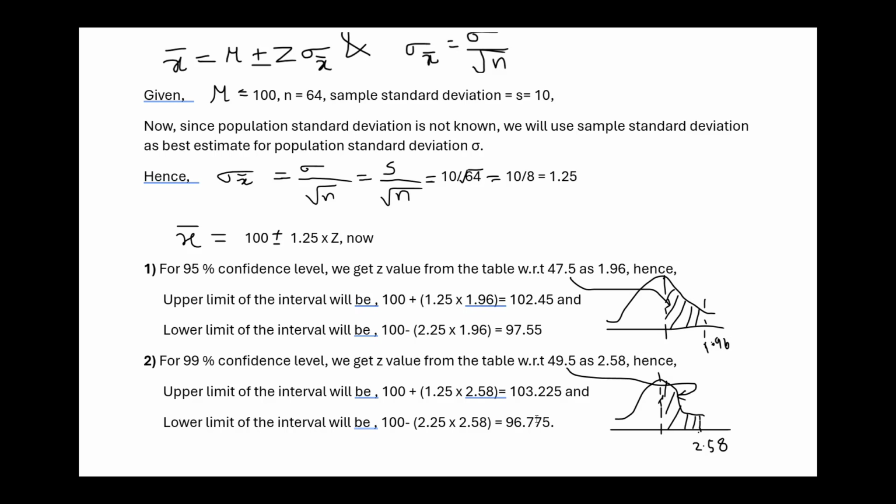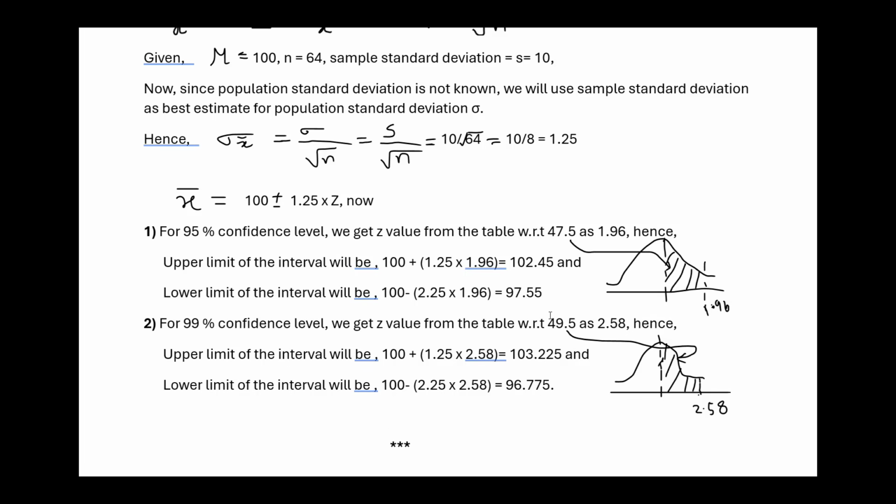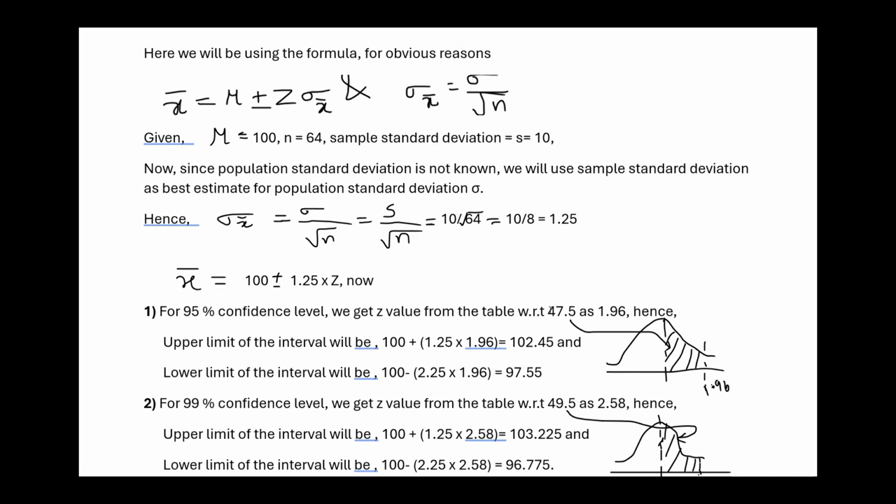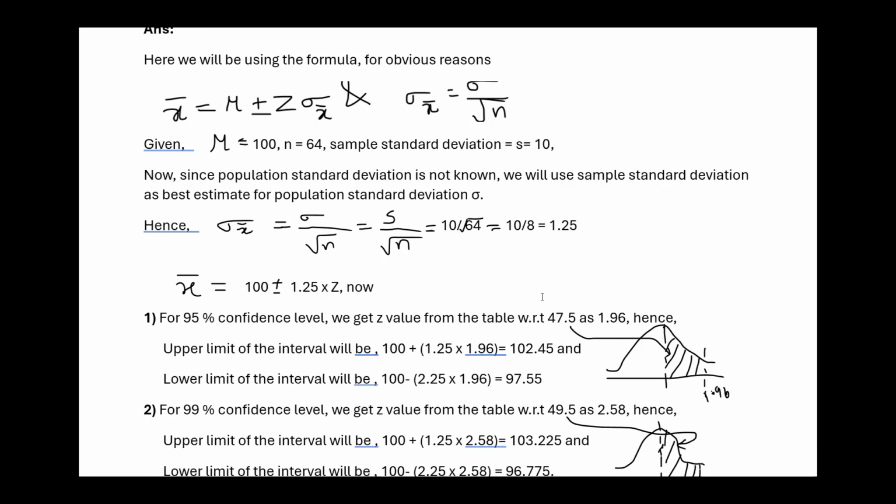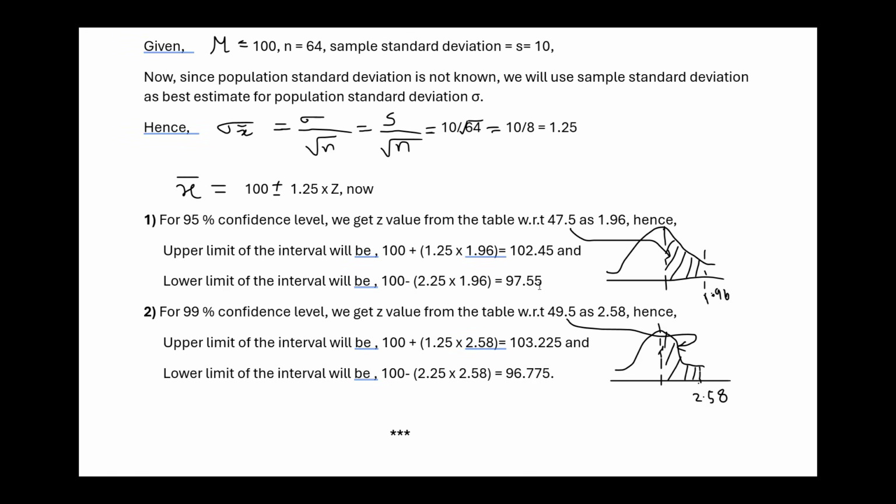Clearly you can see the limits for the 99% confidence level are wider than those for 95%, obviously, because now we have to include 99% of the area under the curve. So these are the two variations here. If the population mean is given, you are going to estimate the sample mean. If the sample mean is given, you are going to estimate the population mean.